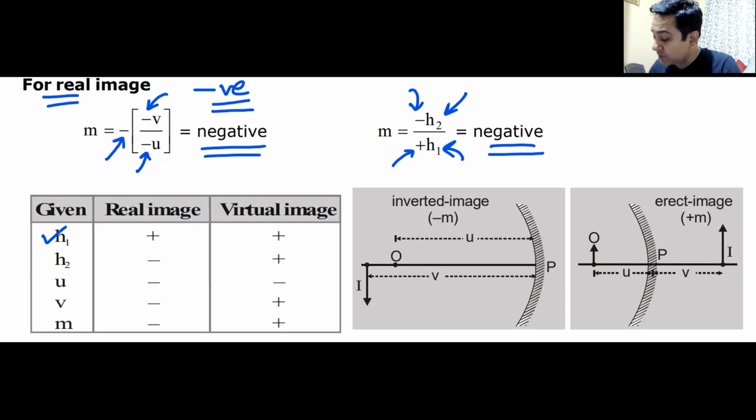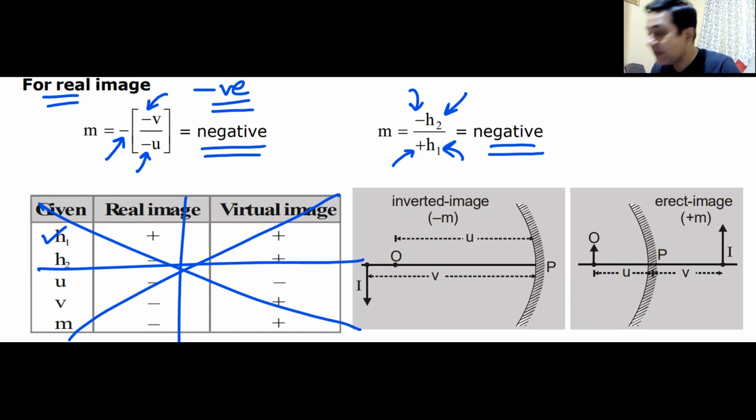H1, which is the height of the object, what they have done here. Forget about this. You might get confused, so forget about this. Just take this out. Okay. So for a real image, the magnification will be coming as negative, while for a virtual image, which I shall write in red, what will happen for a virtual image? What will be the magnification coming for a virtual image?